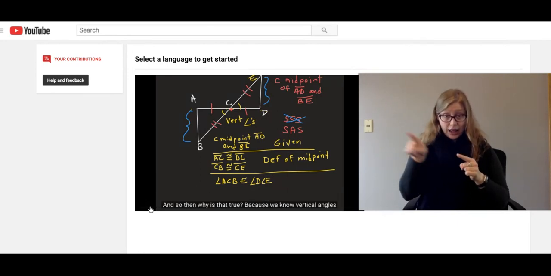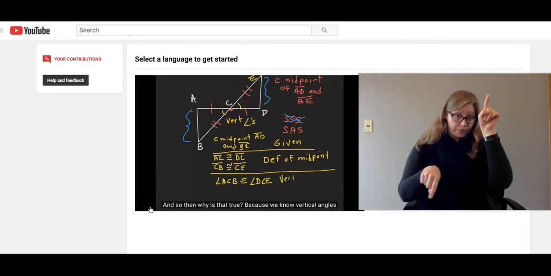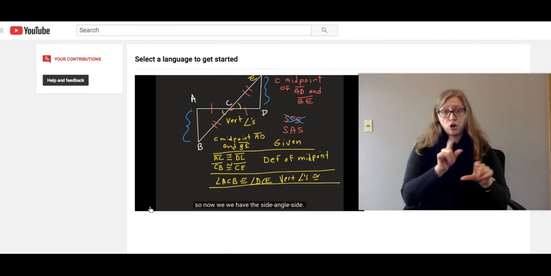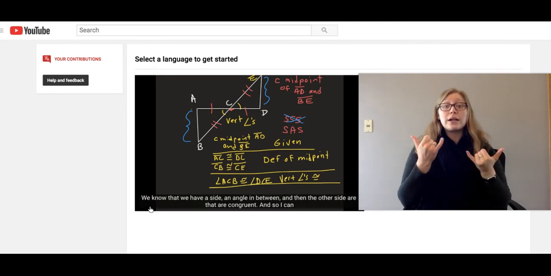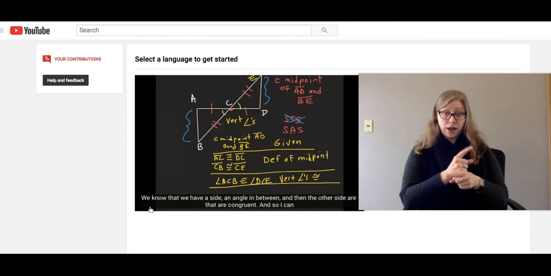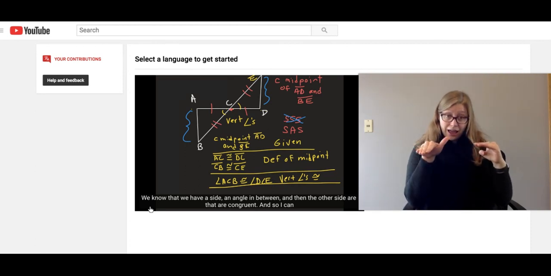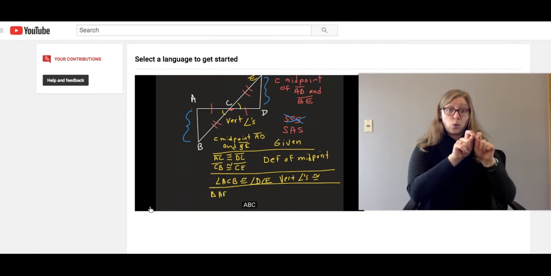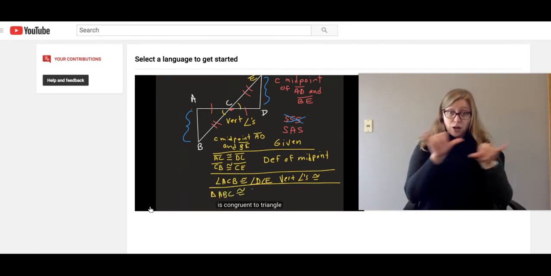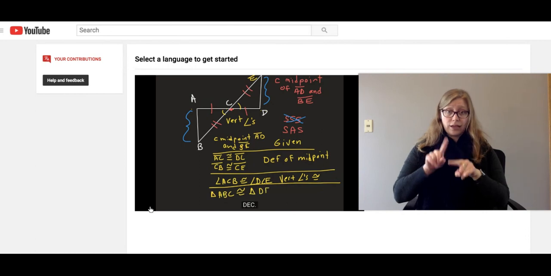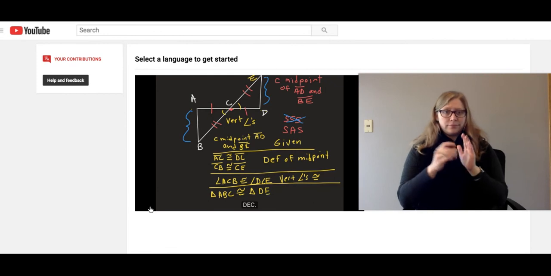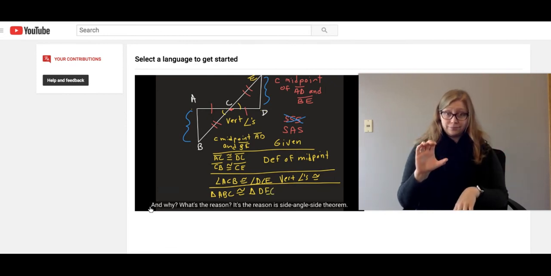And so then, why is that true? Because we know vertical angles are congruent. Right? And so now we have the side angle side. We know that we have a side, an angle in between, and then the other side that are congruent. And so I can say triangle ABC is congruent to triangle DEC. See if I can write that better. DEC. And why? What's the reason? The reason is side angle side theorem.